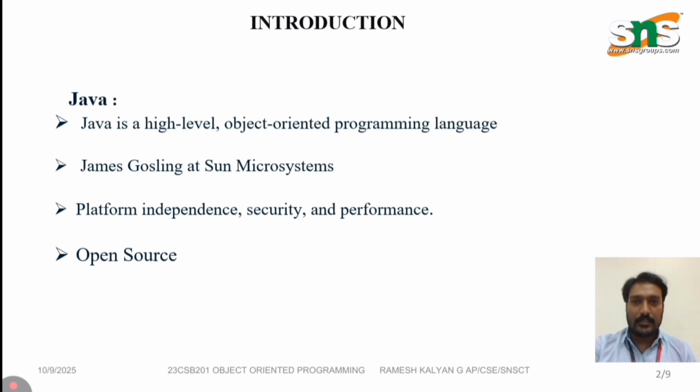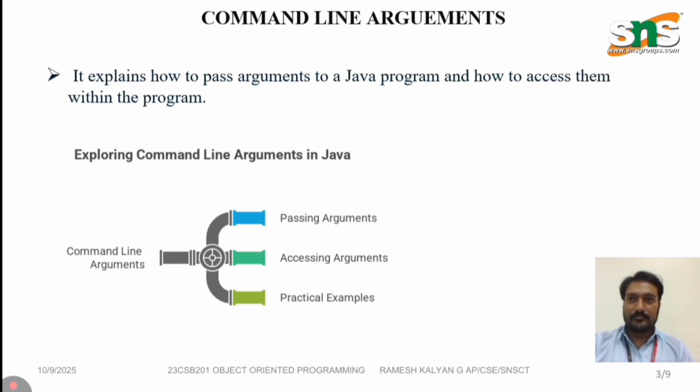So, a general introduction about Java, as we saw in previous videos. Java is a high level object oriented programming language. It was invented by James Gosling at Sun Microsystems, and later on it was acquired by Oracle. The main features of Java are platform independence, security, and performance. Also, Java is an open source system. So let's see about the command line arguments.